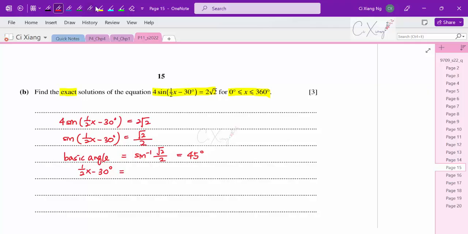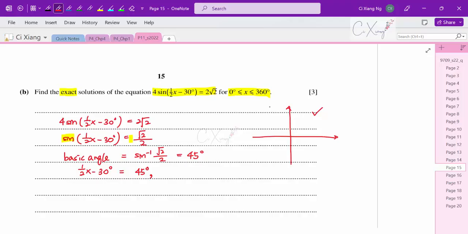And it is sine positive. So for sine positive, we have to go through the quadrants and see which are the quadrants with sine positive. So basically this is the first quadrant. In the first quadrant you have sine positive. So the answer for the first quadrant should always be the basic angle, which is 45 degrees.